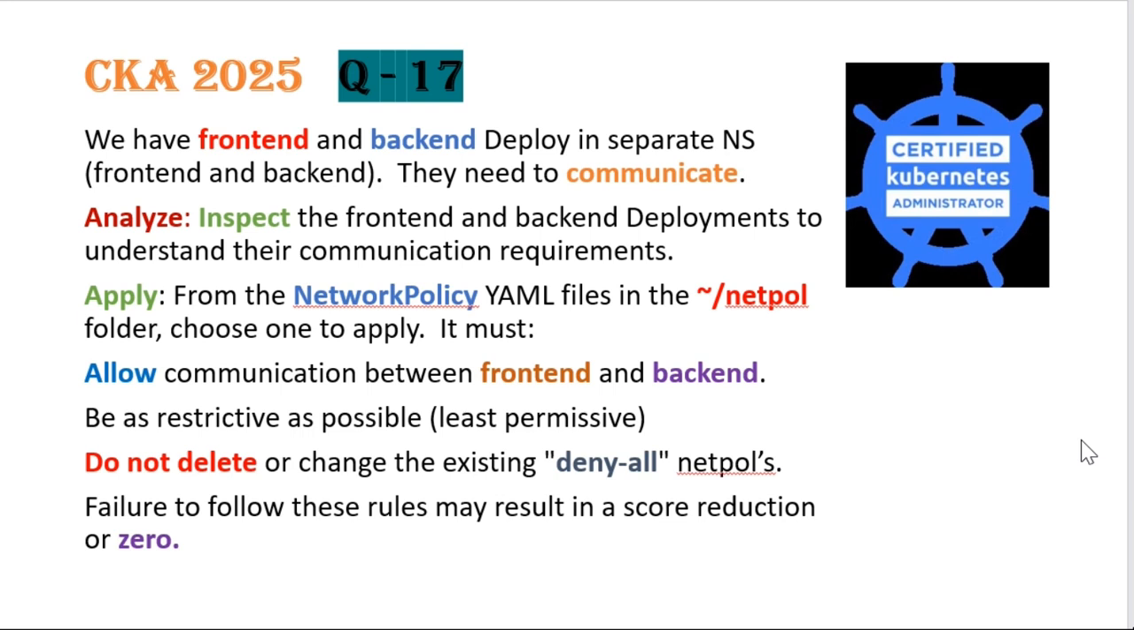Then we need to apply the network policies already available, the manifest YAML files already available in the netpol directory. So we need to choose which one is the appropriate policy that will allow communication between front end and back end. All right, we need to give the least permissive, as restrictive as possible, policy only. Out of three, we apply whichever is suitable for our requirement.